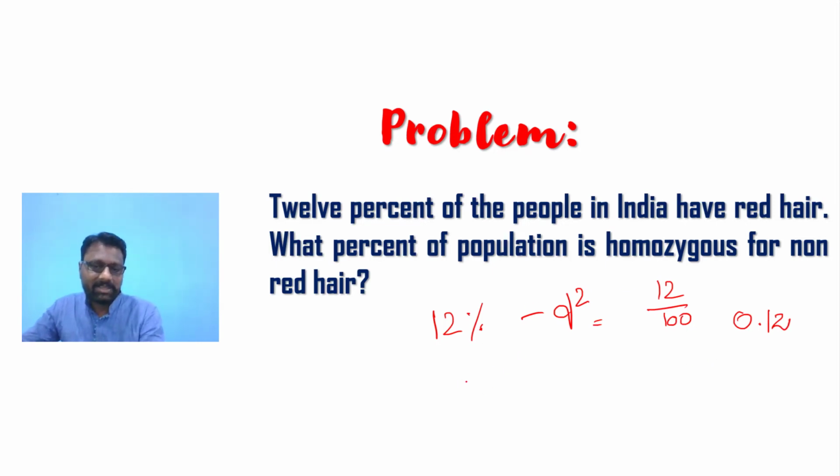Similarly, they are asking for the value of p square as a percentage. So by substituting all the values as we have done in the previous problem, you can extend this and solve this problem and come up with the answer.